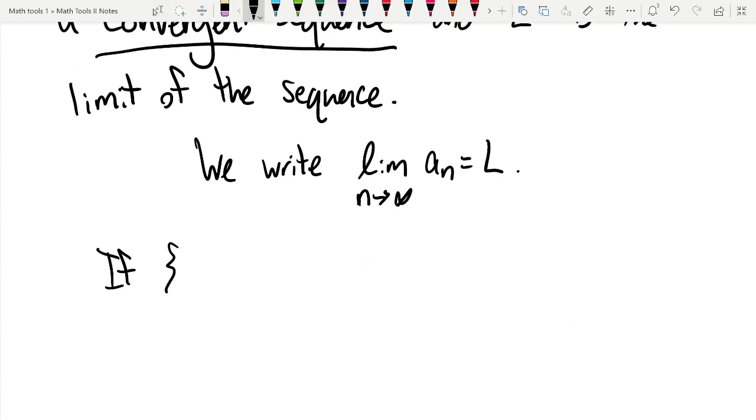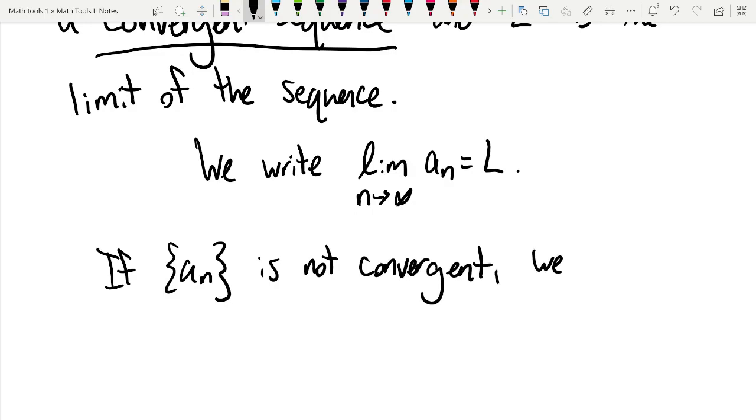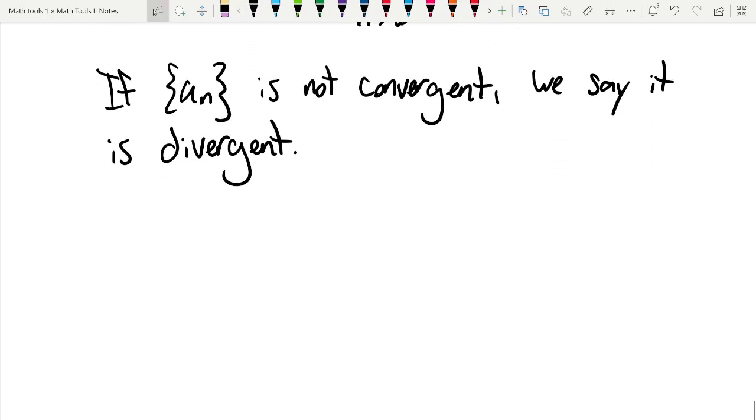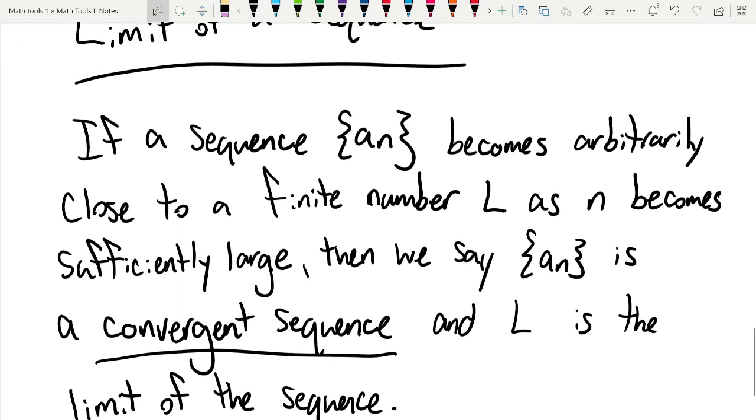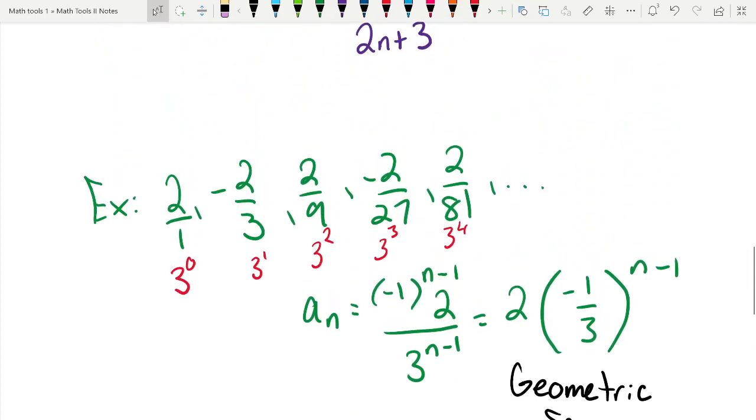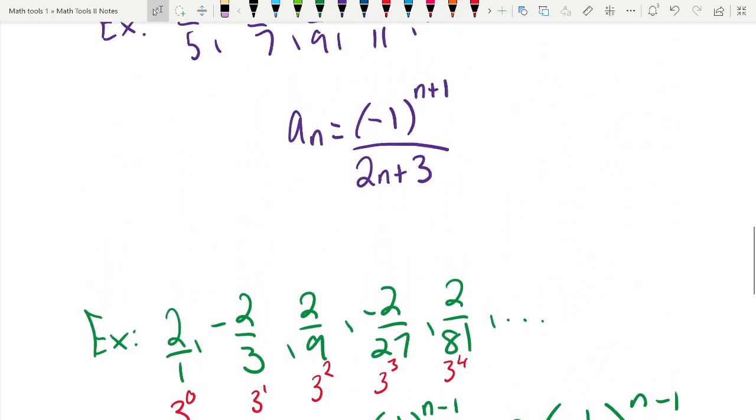If the sequence a sub n is not convergent, we say it is divergent. Meaning that it's going to go to infinity at some point, or negative infinity. So just as some examples, we can go back up and look at the ones that we already looked at.